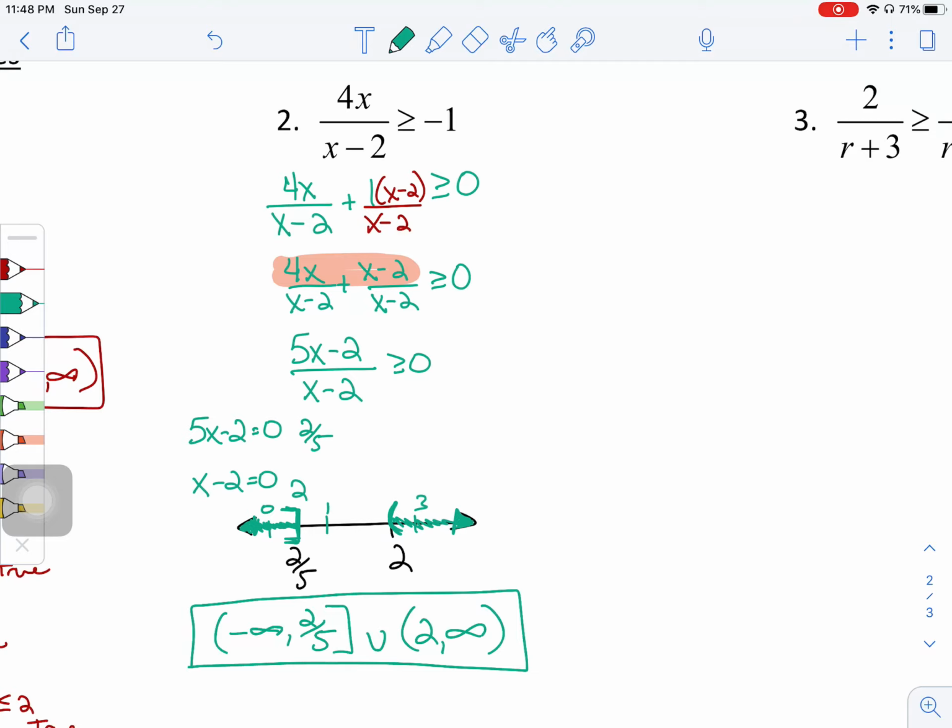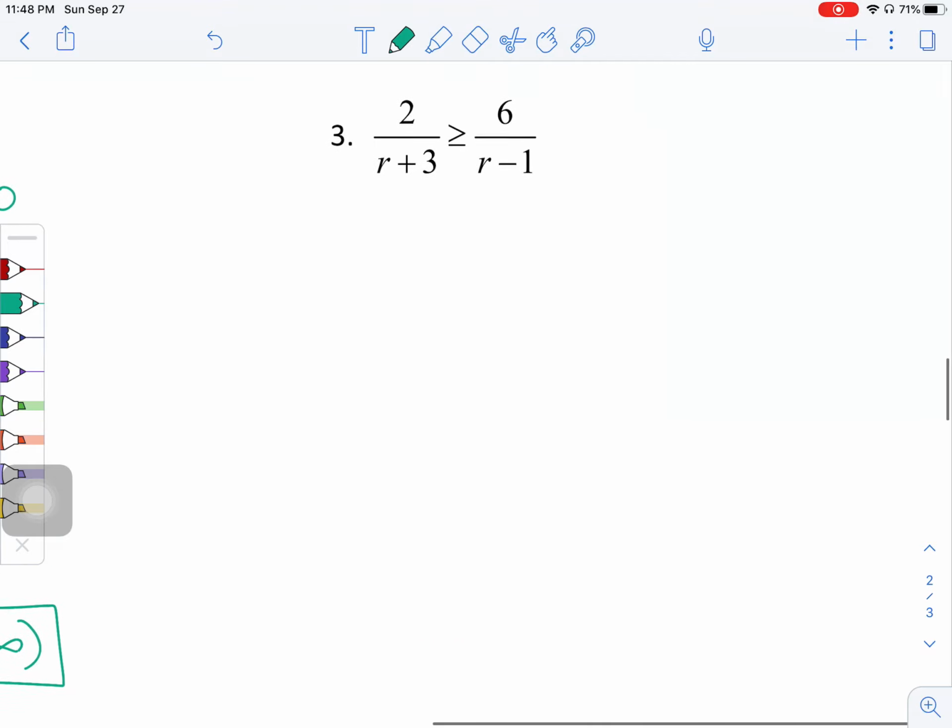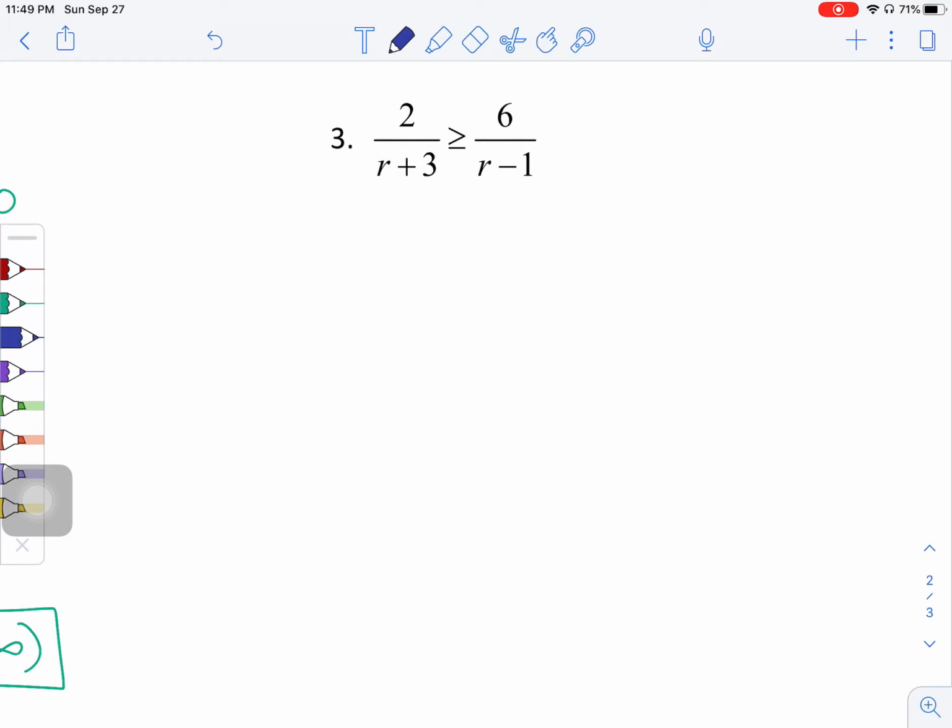All right, so problem number 2 is all done. Let's move on to the last one for this particular video, number 3. And this is just in all kinds of a special treasure here. All right. So we're going to have 2 over r plus 3. I'm going to move this entire fraction to the other side. So minus 6 over r minus 1 greater than or equal to 0.